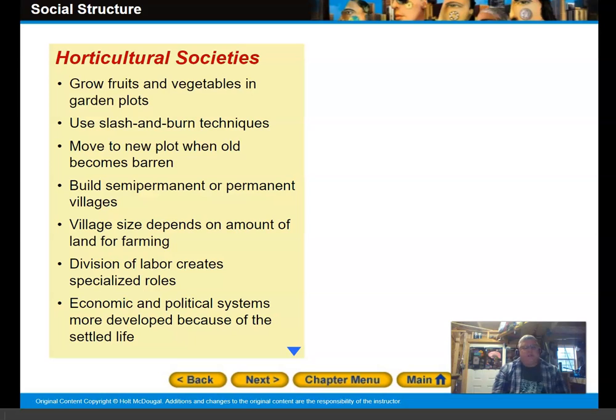Economic and political systems are more developed because of the settled lifestyle. They need to be able to account better for the amount of food produced and where it's going.